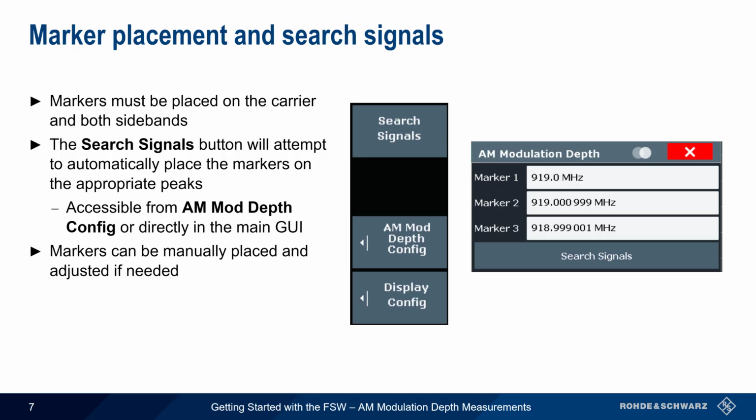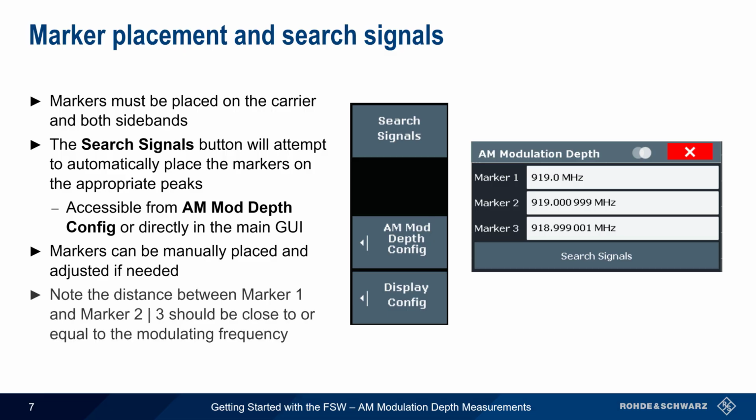One final note: if the markers are correctly placed, the distance between the carrier and either sideband will be approximately the same as the modulating frequency, in this example 1 kHz.